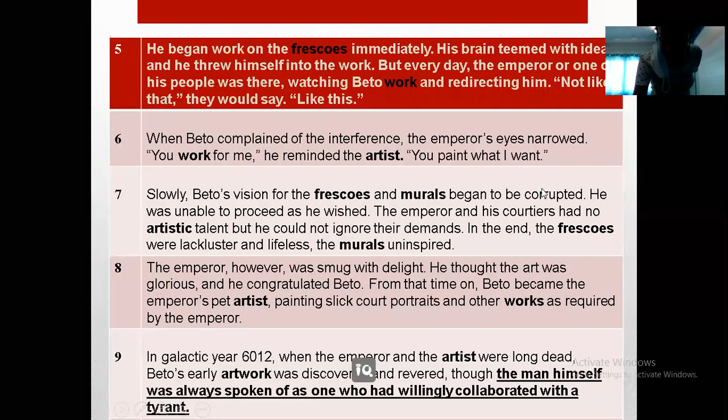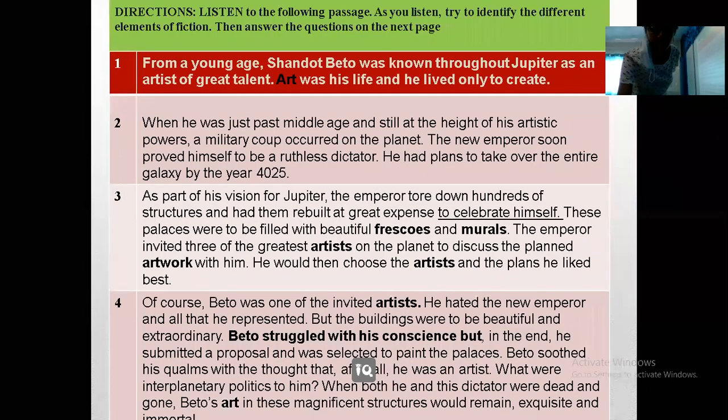What you're going to do, you will listen to this passage that I'm going to read to you now, and you will listen very carefully. If you have some distractions in the background, try to keep that to a minimum. I'm going to read this to you only once. It's a very short passage, a science fiction text titled Beetle the Artist. You will listen to this and try to identify the elements of fiction. What are the elements that I'm talking about? The setting and the theme, the time, even the conflict. So you will do that. And I'm going to read for you now.